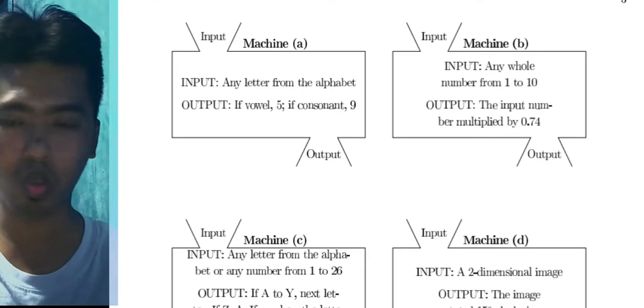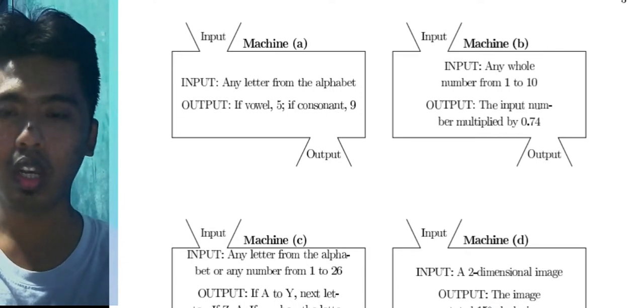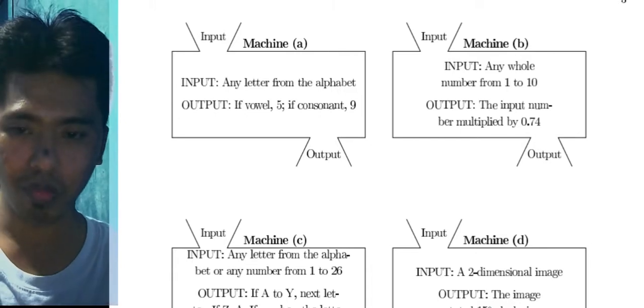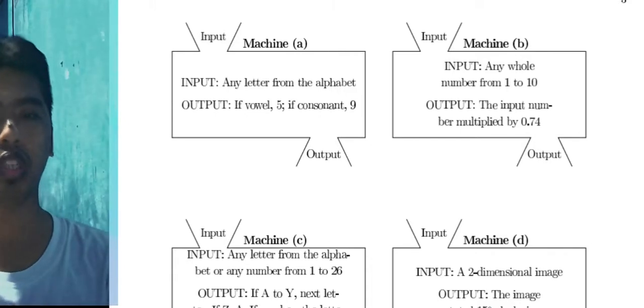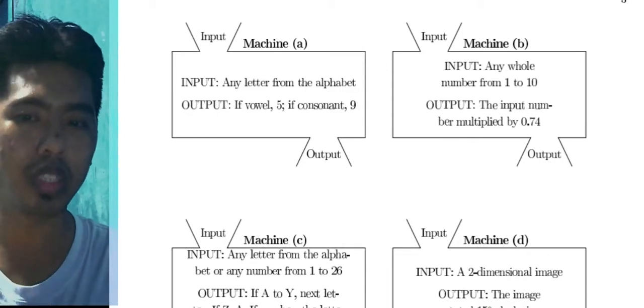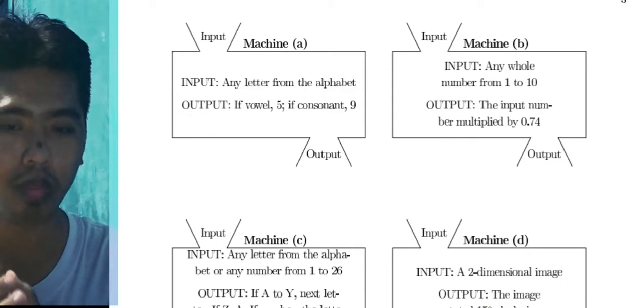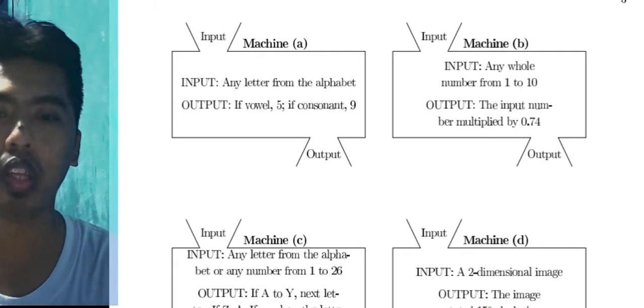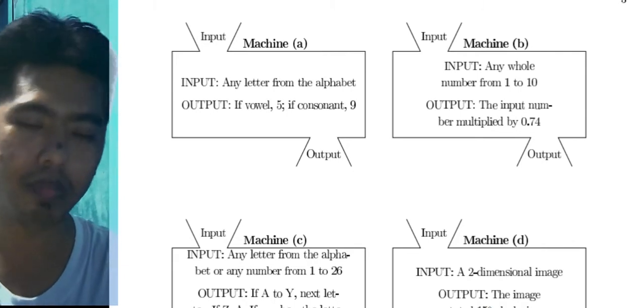So there is no other output aside from 5. Meaning in every input there is only one output. Then that makes machine A a function. So next we have machine B.